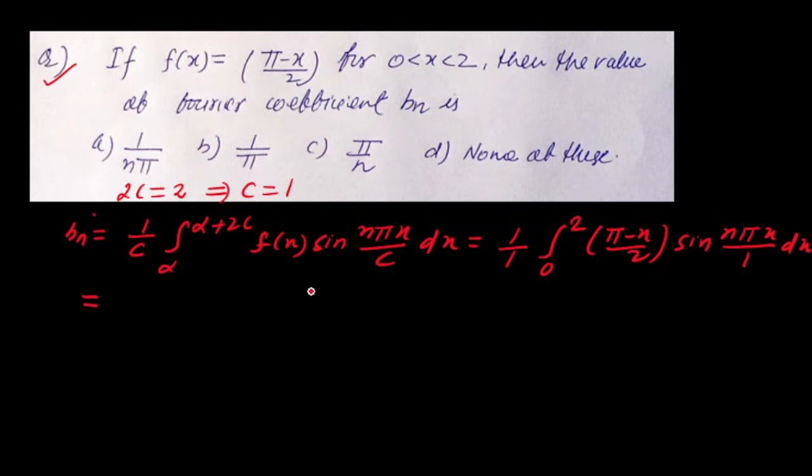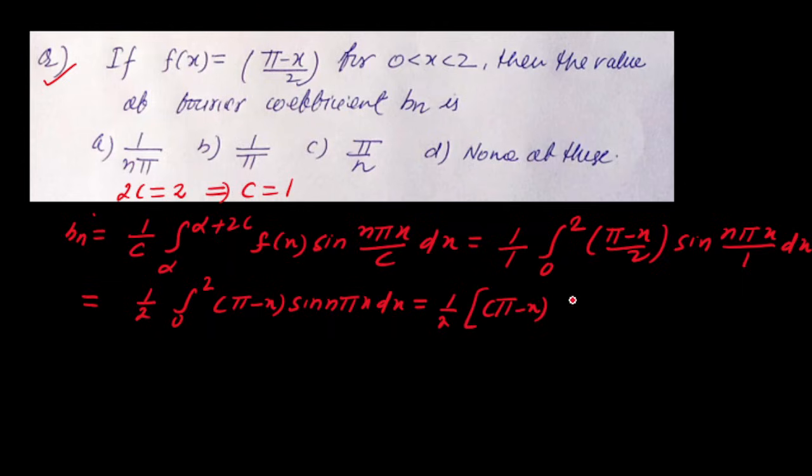Now let us do the simplification. 1 by 1 is 1, and 1 by 2 can be taken out. In the limit 0 to 2, pi minus x is the first function, and here we have sine n pi x dx. So 1 by 2, pi minus x as the first function, and the integration of sine n pi x will be minus cos n pi x by n pi, minus again the integration of cos n pi x by n pi.